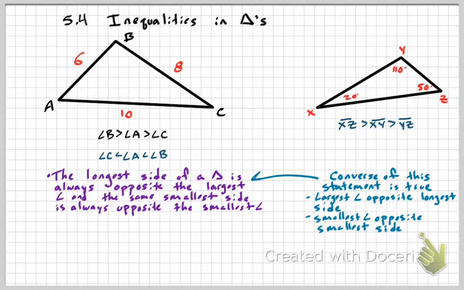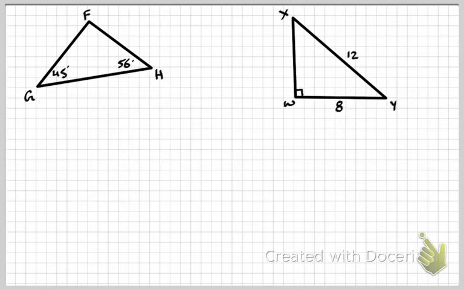But let's do a couple more examples just so we get a feel of what homework's going to look like. So when I look at this problem, notice I have some missing information. So we have to find some stuff before we can actually categorize the largest and smallest. So I have to find angle F. In order to find angle F, I have two angle measures already, so all I have to do is 180 minus 45 minus 56. That gets me 79 degrees.